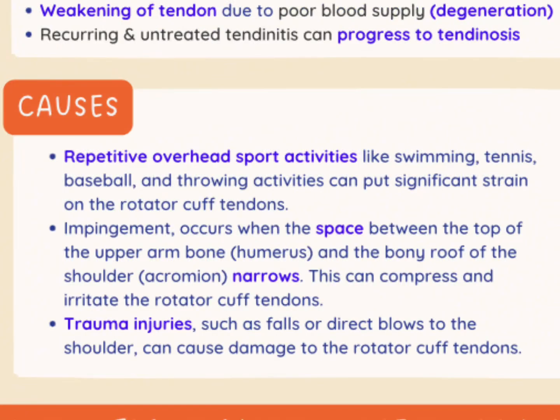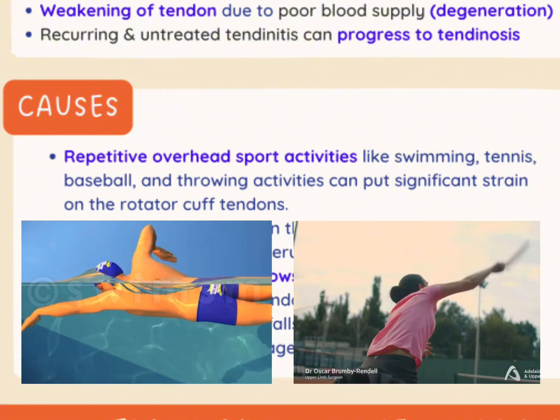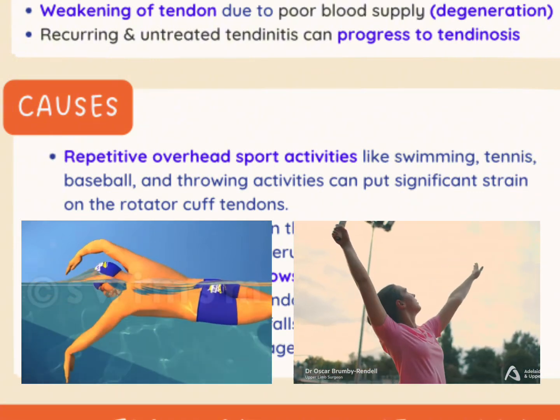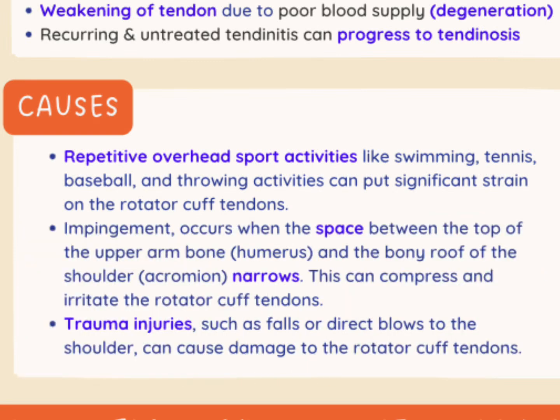Moving on to the causes, which is the etiology of rotator cuff tendinitis. Rotator cuff tendinitis is commonly caused by repetitive overhead activities that place significant strain on the rotator cuff tendons. Sports such as swimming, tennis, baseball, and throwing activities are notable examples. These repetitive motions can lead to overuse and irritation of the tendons.